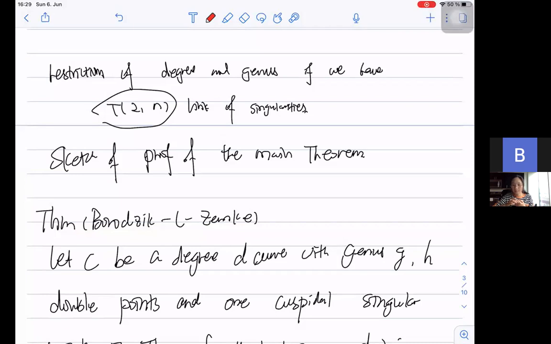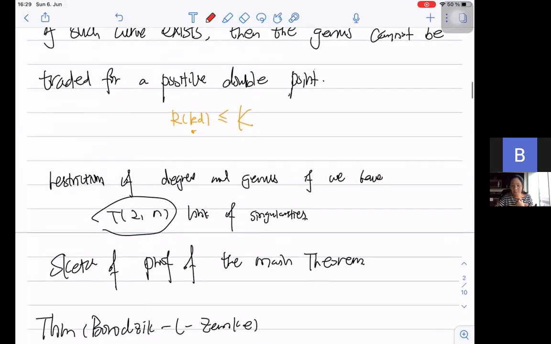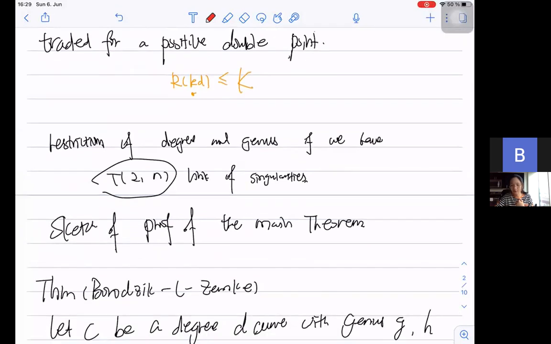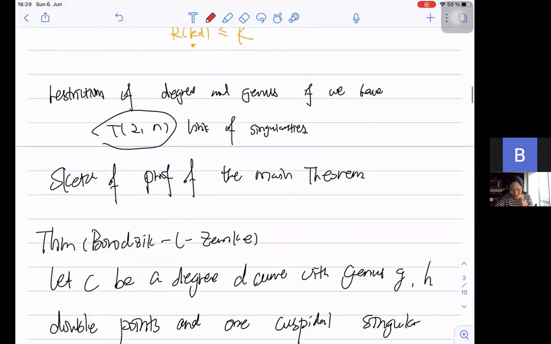Hi, everyone. Welcome back. So we continue the second part of this talk. We continue the proof of our main theorem in the first part. But before we begin the proof, let's first of all quickly review the whole statement.